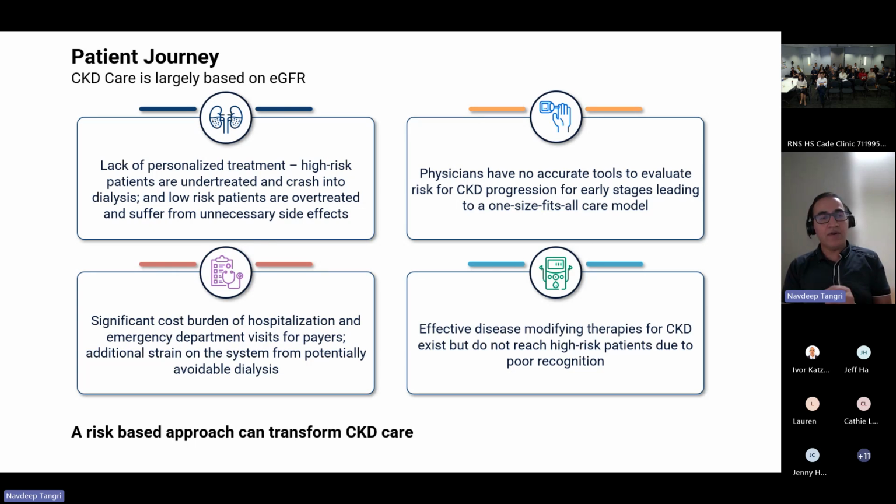And finally, we have highly effective disease-modifying therapies for CKD. We now have 4 pillars of highly effective disease-modifying therapies, but they don't really reach the highest risk patients, largely because of poor recognition of high risk early on, and also because of an excessive fear about side effects in patients at highest risk. So in fact, there's a total mismatch, and there's nice data on that. So the thesis in my program has been for a very long time that a risk-based approach could transform CKD care.